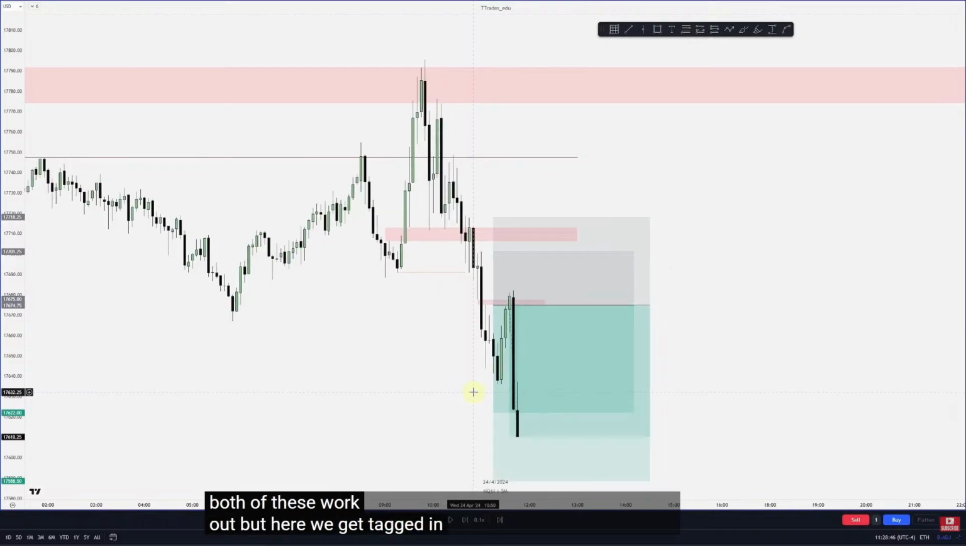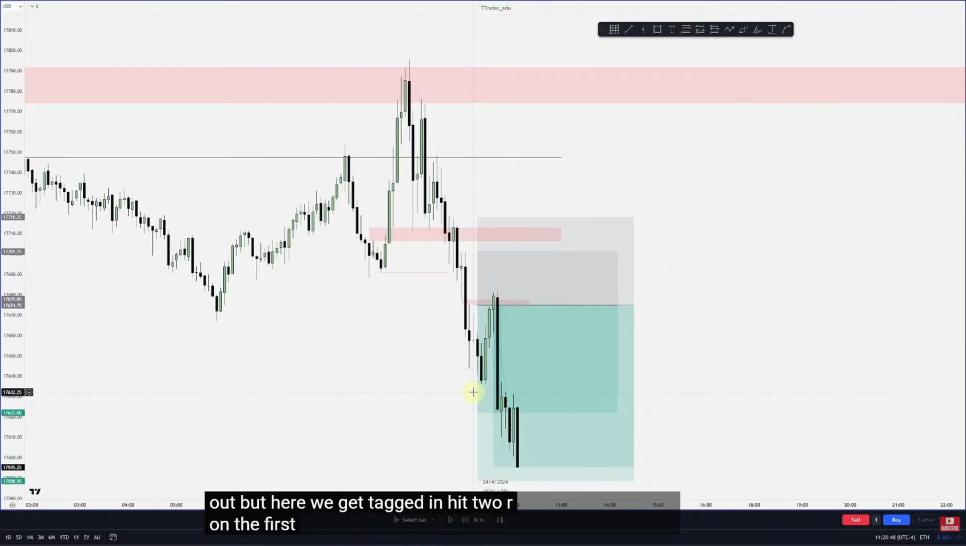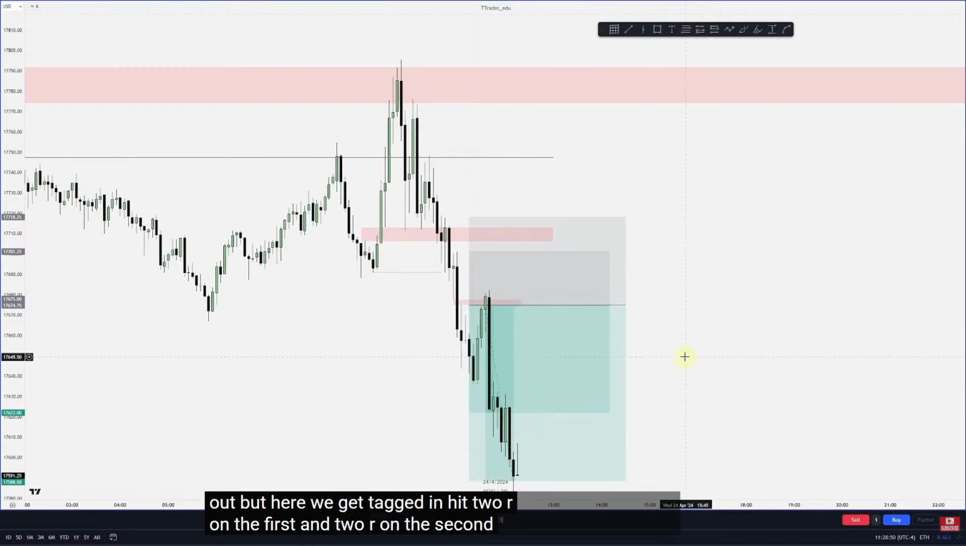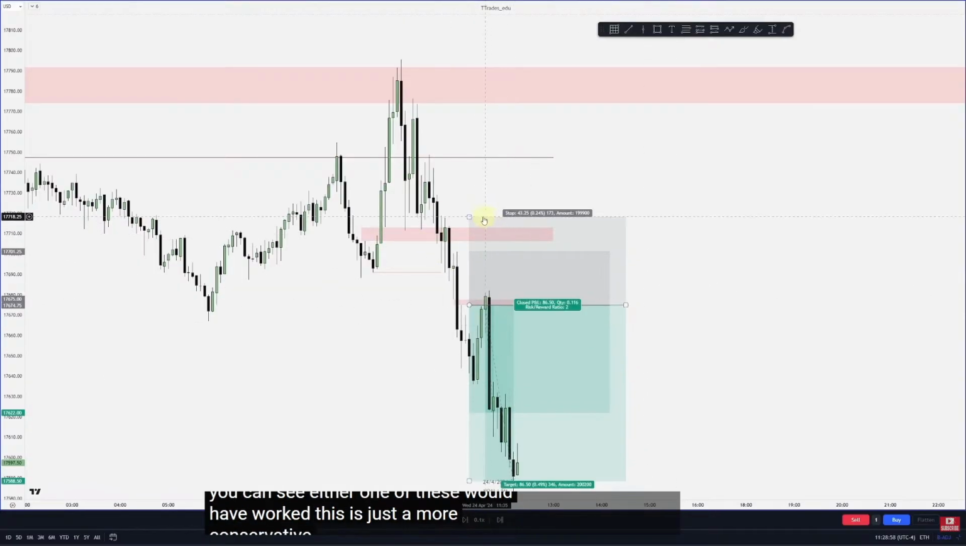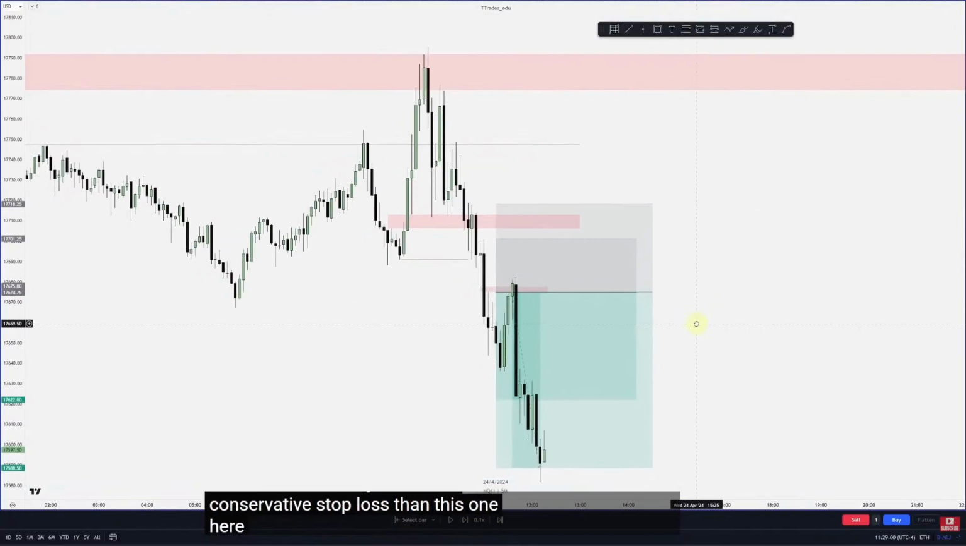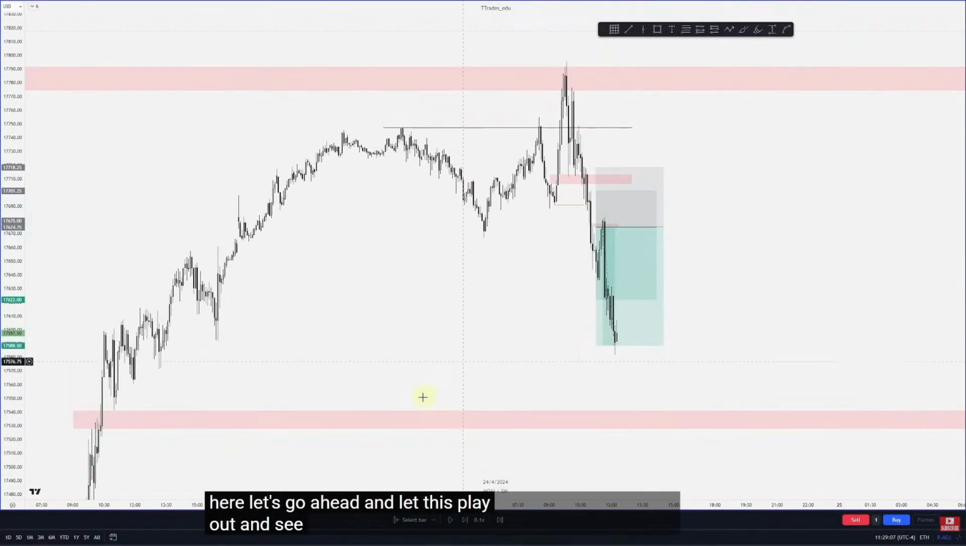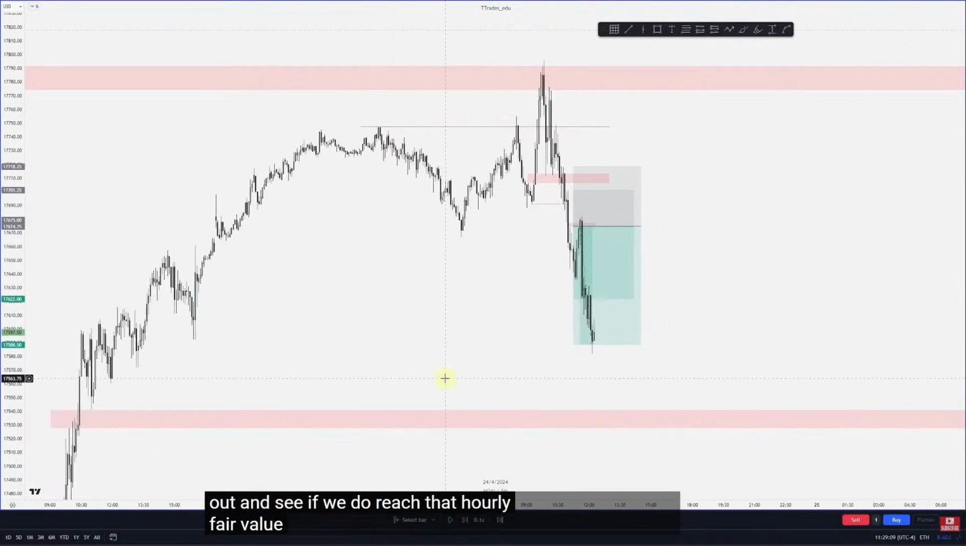So here we get entered, hit 2R on the first, and 2R on the second. So you can see either one of these would have worked. This is just a more conservative stop loss than this one here. Let's go ahead and let this play out and see if we do reach that hourly fair value gap.